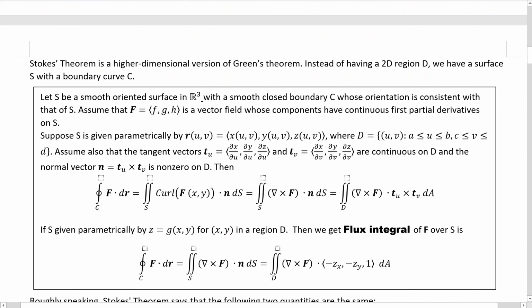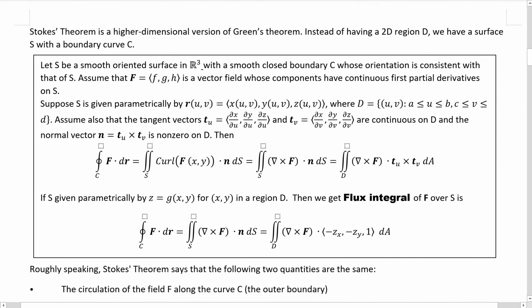Okay, so Stokes' theorem is a higher dimensional version of Green's theorem. Instead of having a two-dimensional region D, we have a surface S with boundary curve C. Let S be a smooth oriented surface in R3 with a smooth closed boundary curve C whose orientation is consistent with that of S. So we follow the right-hand rule. If n is going up by the right-hand rule, then the curve goes counterclockwise.